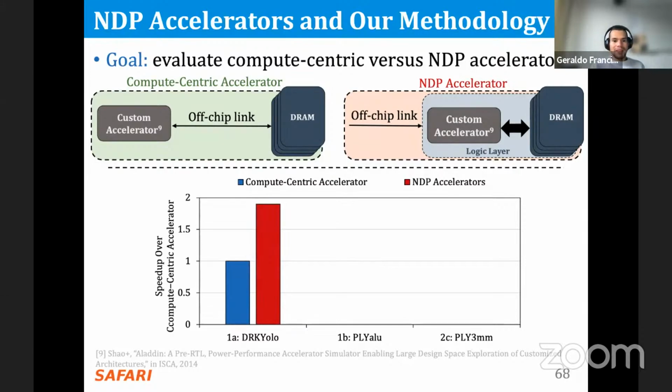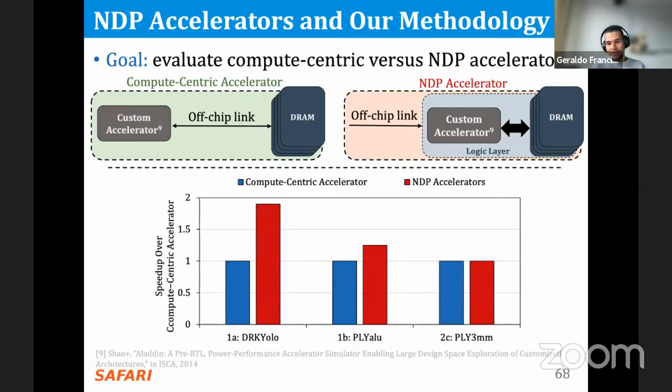Based on that, we make the following observation. You see that the NDP accelerator heavily outperforms the compute-centric accelerator for applications in class 1A. It modestly provides performance improvement for applications in class 1B and provides exactly the same performance for applications in class 2C.